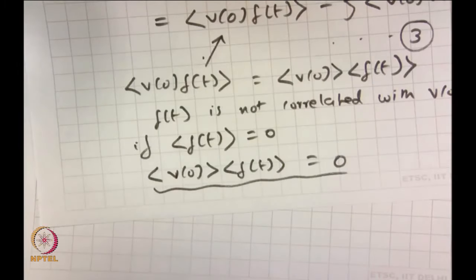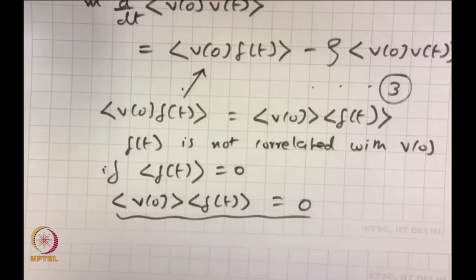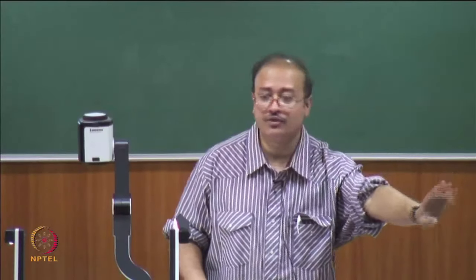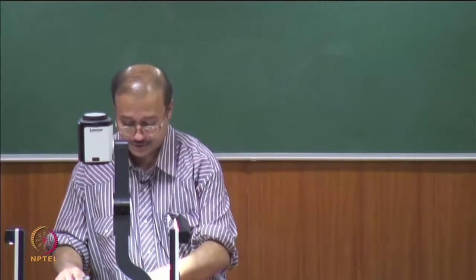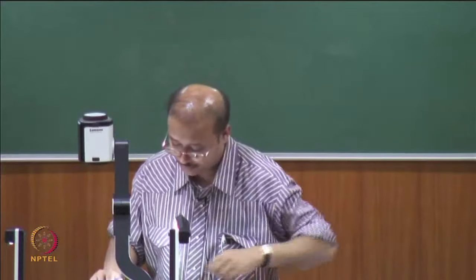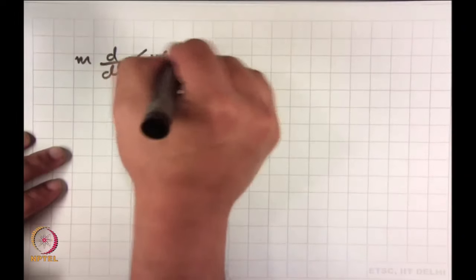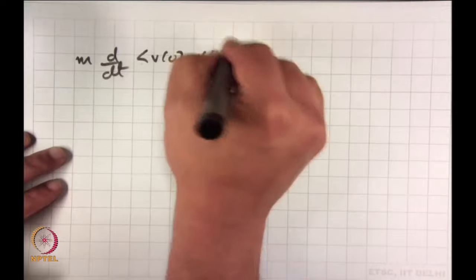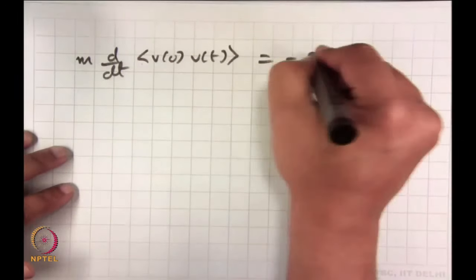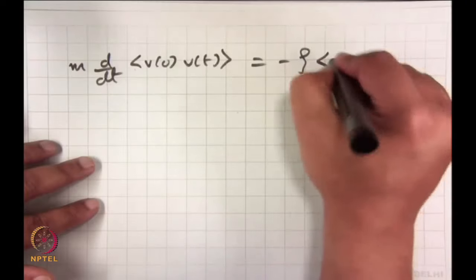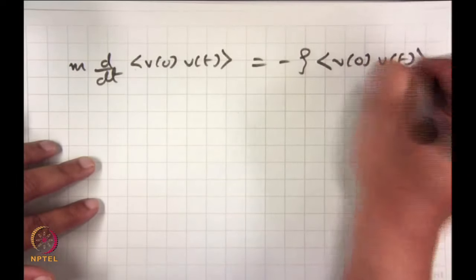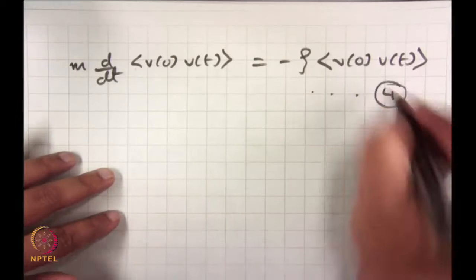So, in essence, what have you done? You have simplified the equation instantly, right. The moment you took the ensemble average, you know that f(t) is a fluctuating force, it should go to 0. So, your differential equation is left with only 2 terms, right, you simplified the equation. So, based on this, what we write is m d/dt of V(0) times V(t) is equal to minus xi V(0) times V(t), and this is equation 4.